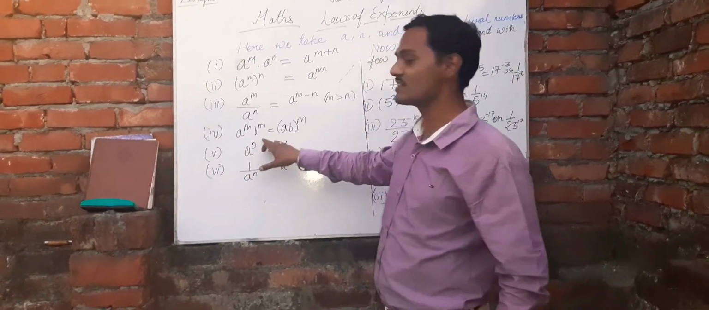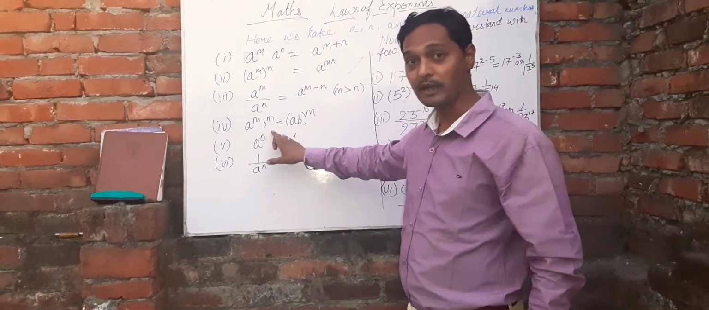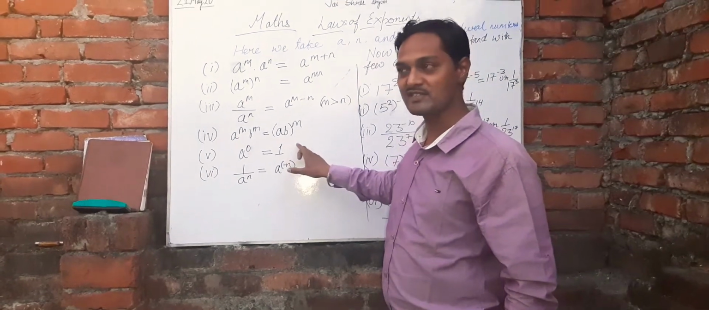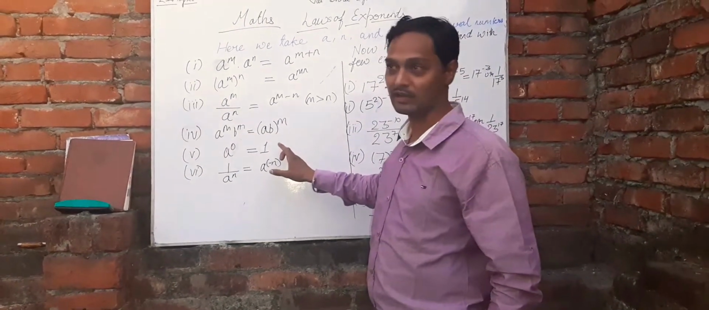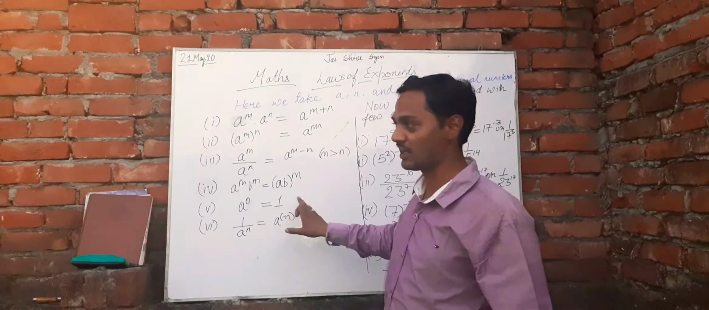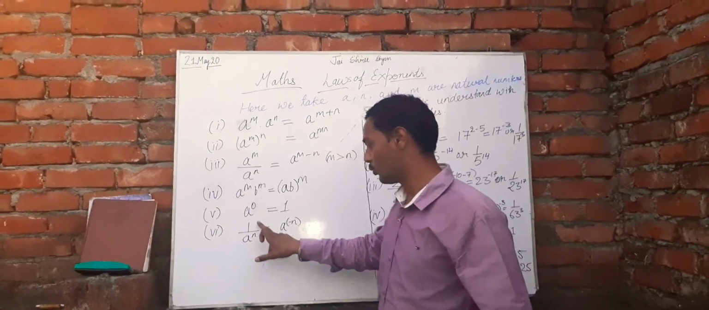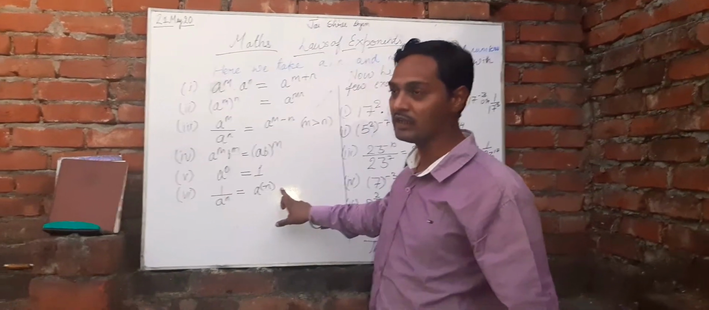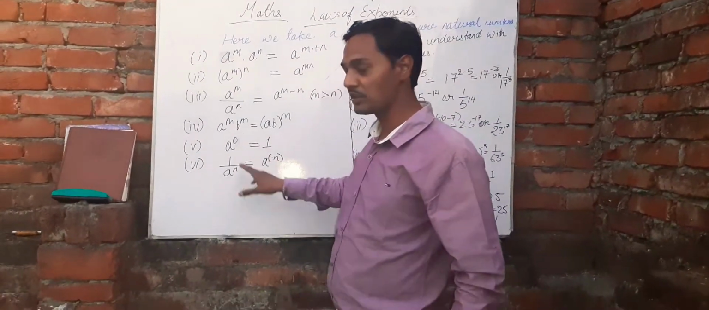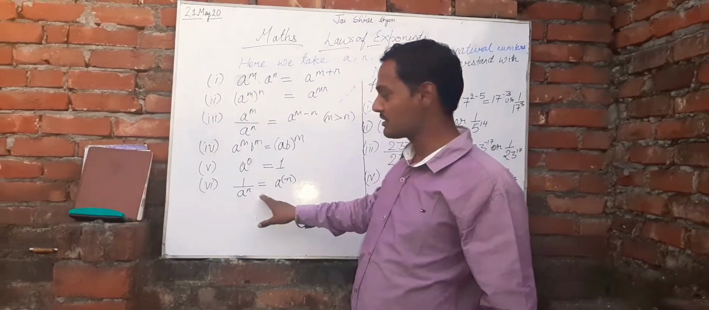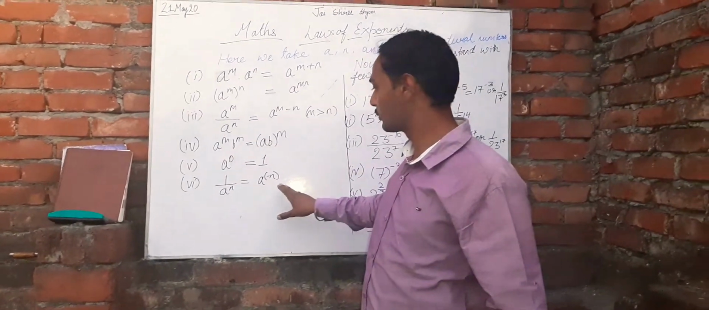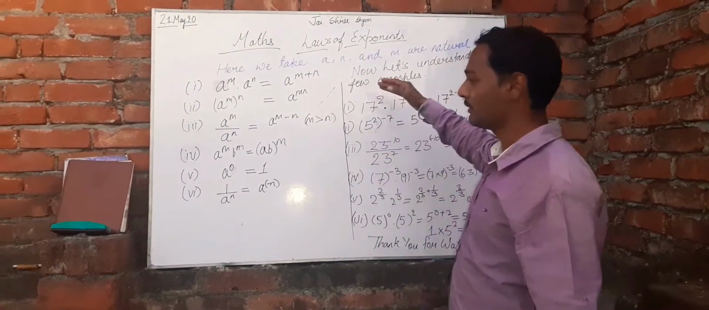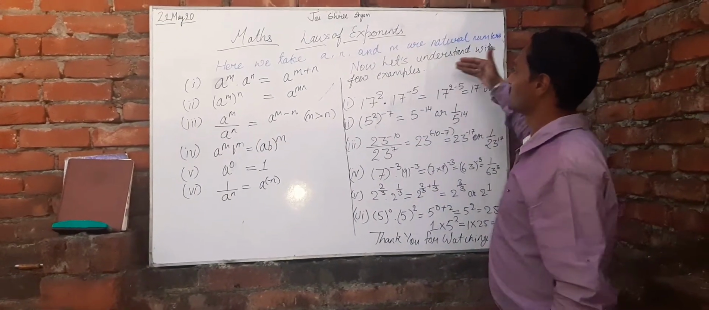Whenever the power is 0, the answer will be only 1. Please keep it in mind, because many students get confused during this expression. The next one, 1 upon a to the power n equals a to the power minus n. Means to say, whenever the expression is in division form and it has any power, that power will go in minus. Now let us understand very well with some examples.